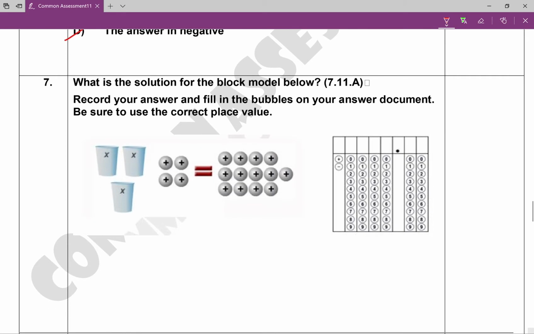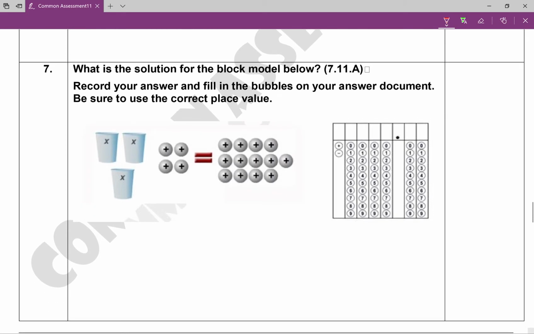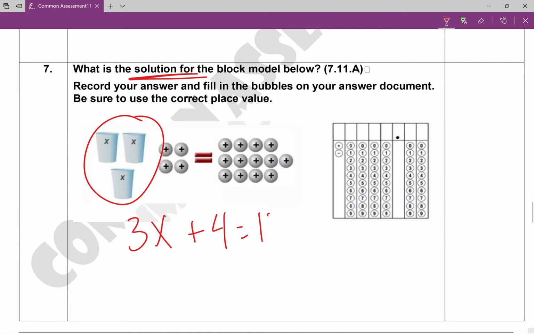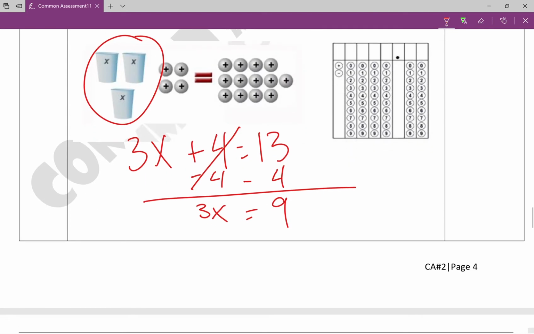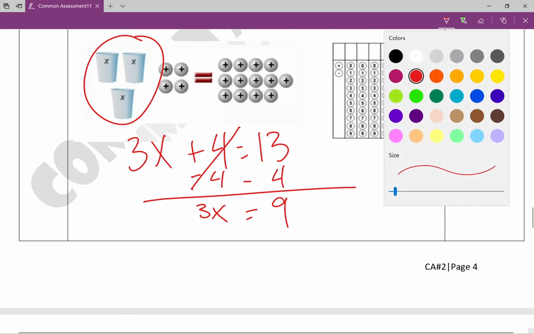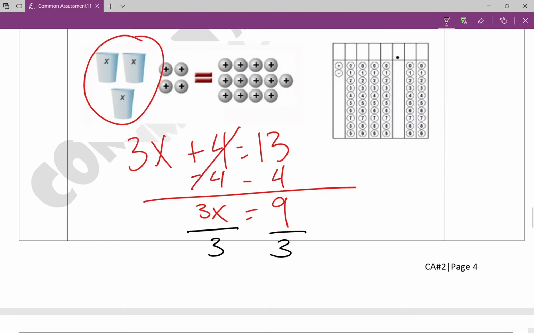Now, number 7, you have this. You have to write the equation, and then, what is the solution? That means that you needed to solve for x. So how many x's do I have in here? 3 x's plus 4 equals 13. Everybody agree? Now, subtract 4 on both sides. Cancels out, so this is going to be 9. And this is 3x. My last step is what? You got to divide by 3 on both sides. That's correct. That cancels out, so x equals 3.